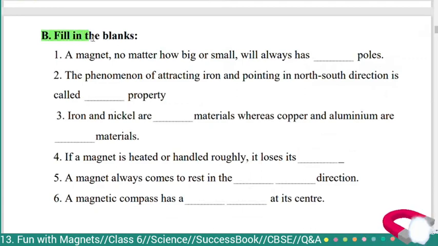Second main, B. Fill in the blanks. First question. A magnet, no matter how big or small, will always have dash poles. A magnet, no matter how big or small, will always have two poles.